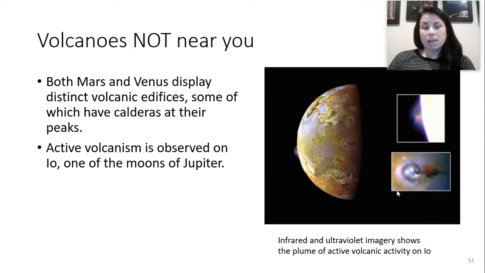So both Mars and Venus display distinct volcanic edifices, some of which have calderas at their peak. So here's an infrared image of a plume of active volcanic activity on Io. And how cool is that we're able to image that? So Io is one of the moons of Jupiter. So there aren't volcanoes just on Earth. We observe them on other planets.